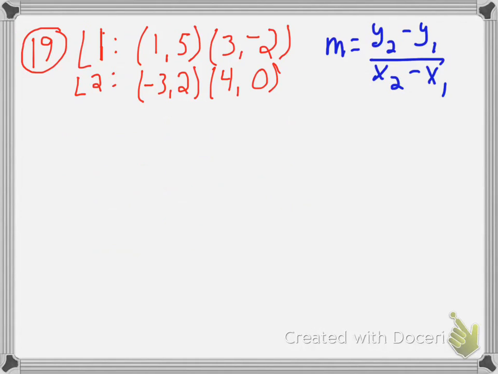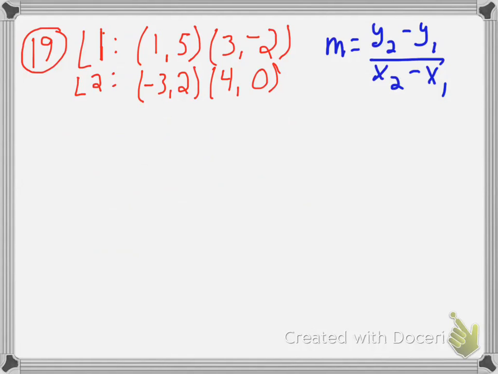We now move on to the next section. In the next section, I will work number 19. In this section, we are going to determine if the two lines are parallel, perpendicular, or neither. In order to be parallel, the slope of each line has to be the same. In order to be perpendicular, the slope of each line has to be the opposite reciprocal. And if it's not one of those two, it would be neither.